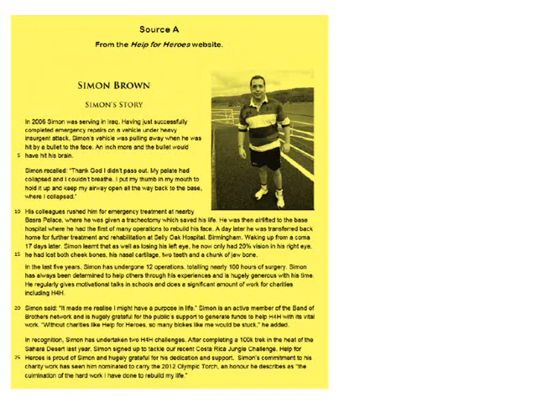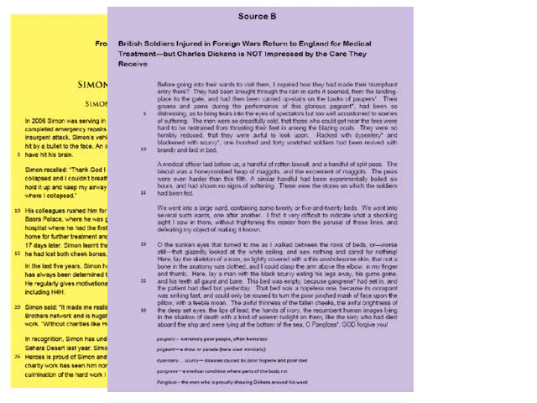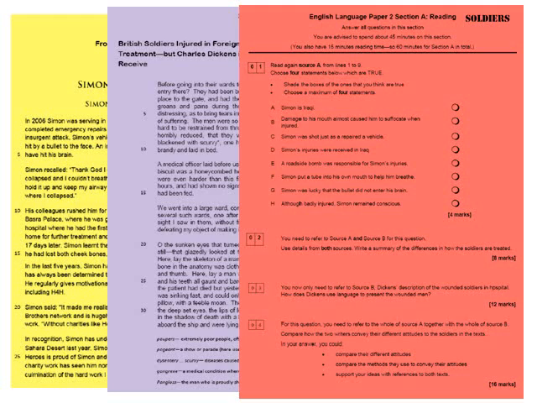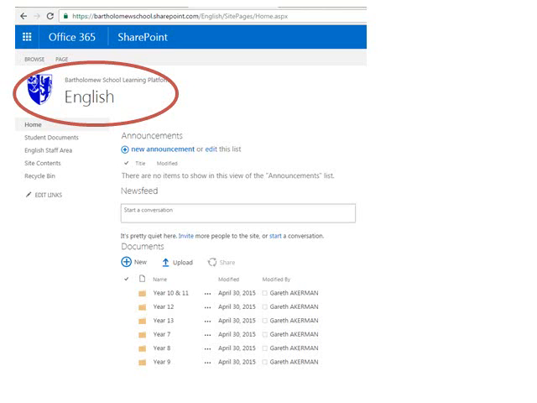You need to make sure that you have in front of you a copy of Source A from the Help for Heroes website and a copy of Source B, which is also about soldiers, by Charles Dickens. And thirdly, you need the question paper itself. If you don't yet have these, you can access them via the school SharePoint pages, that is the learning platform.